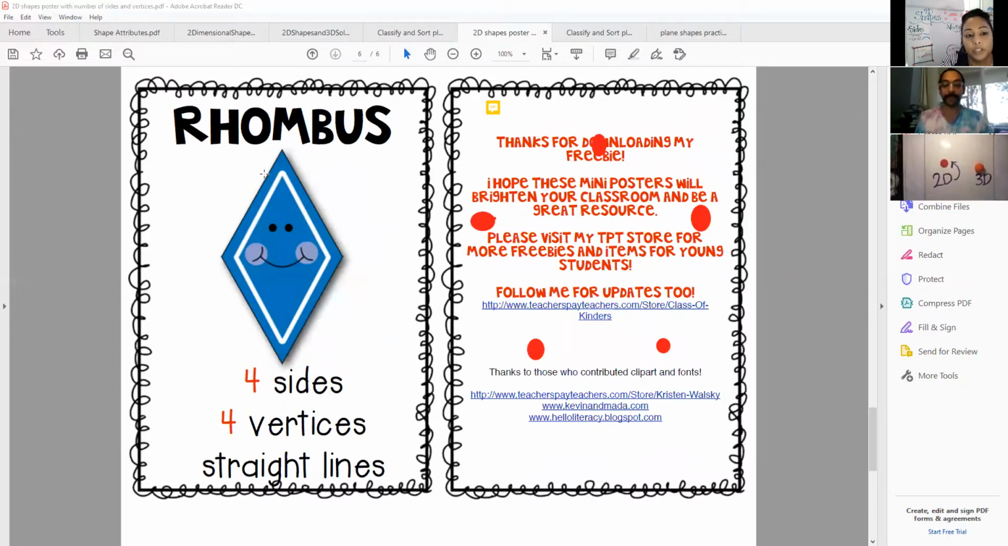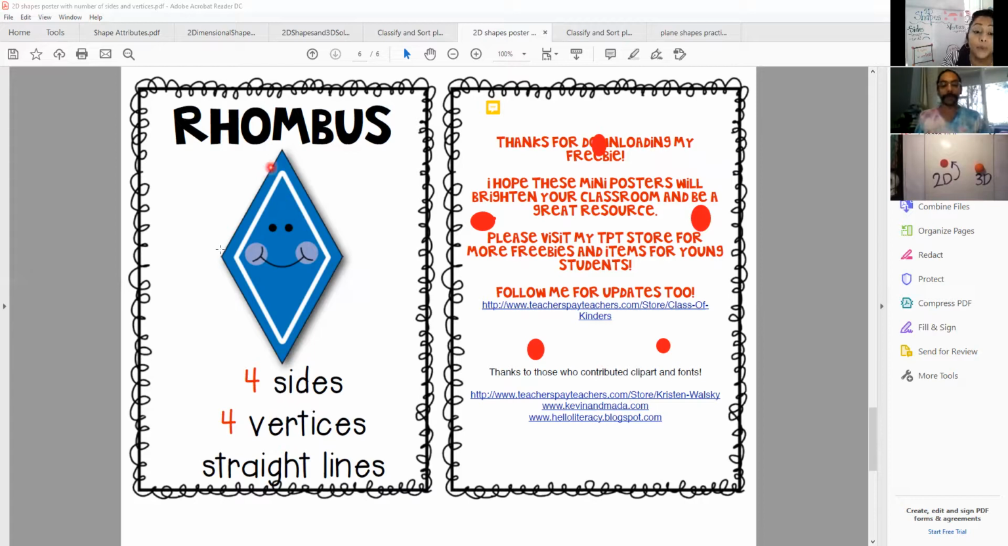And then the last one we're going to talk about is called a rhombus. Some people say it's like a diamond or a kite, but the real word we're going to use in first grade is rhombus. El último que vamos a hablar ahorita es el rombo. El rombo, algunos dicen diamante o que parece un papagayo, pero para primer grado vamos a decir rombo.